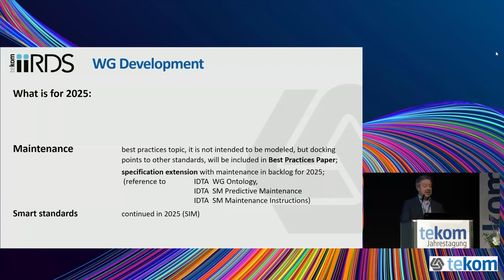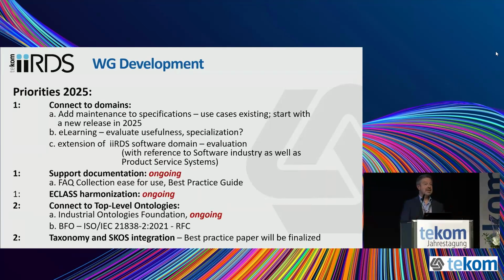The smart standards issue will be continued in 2025 concerning SIM. This is actually a final presentation of the priorities. Connect to domains concerning maintenance, adding that to specifications, showing use cases which are already existing, and start with a new release in 2025, which will be at that time when we finish the work on the harmonization with the new VDI 2770.